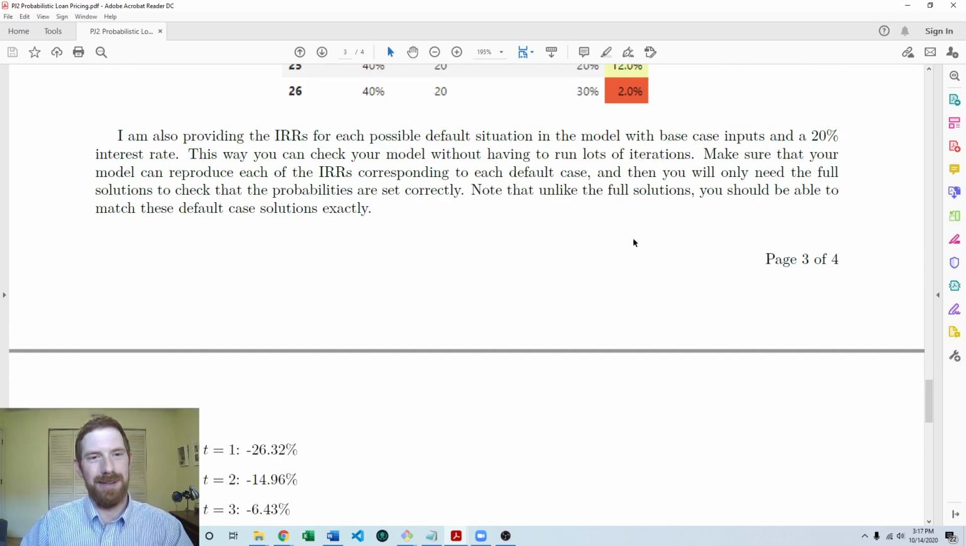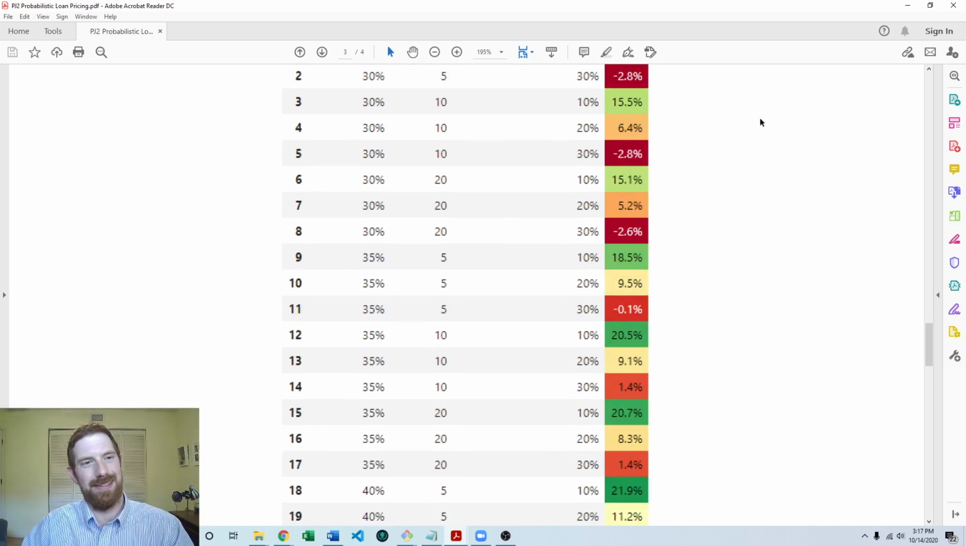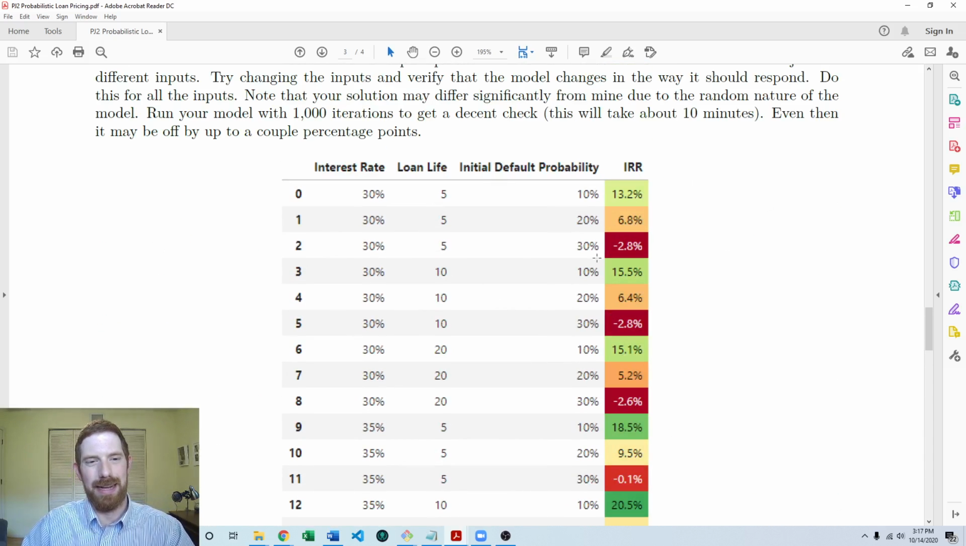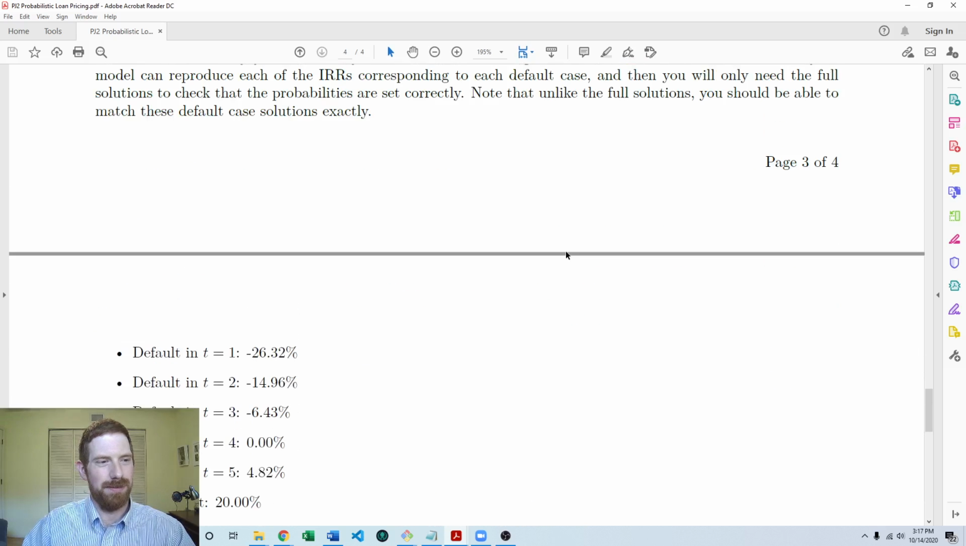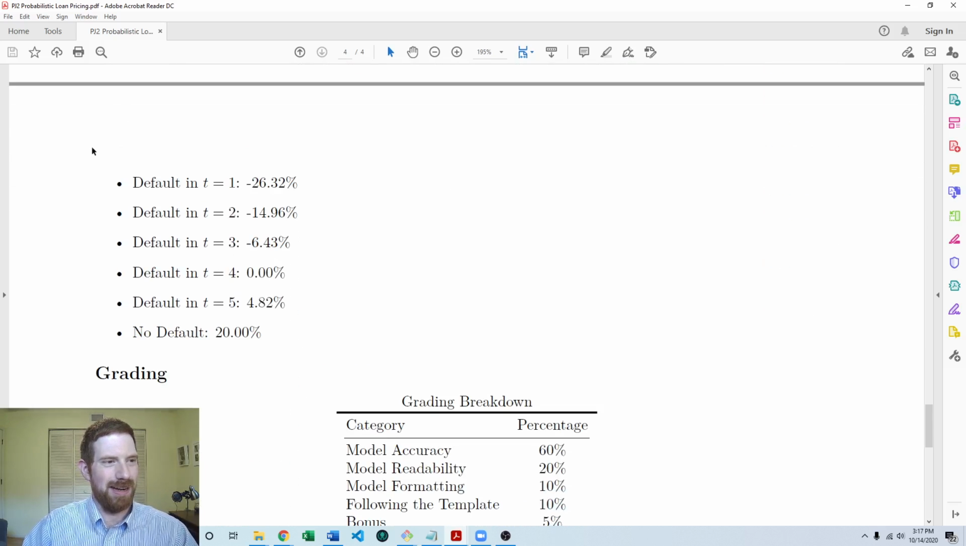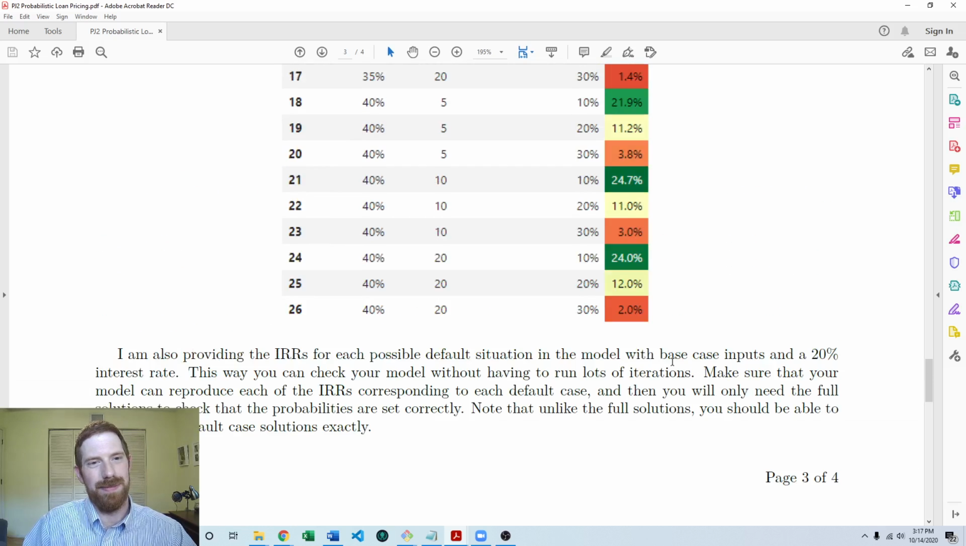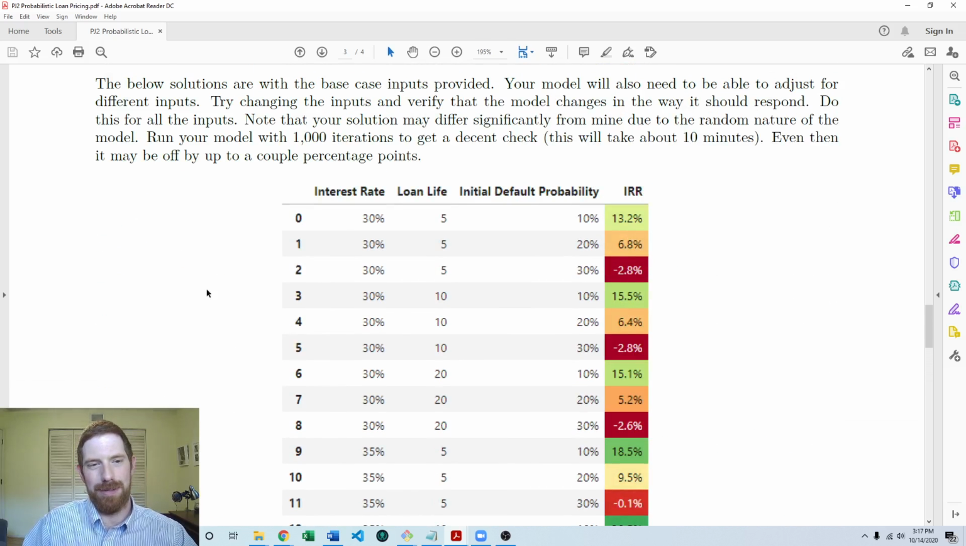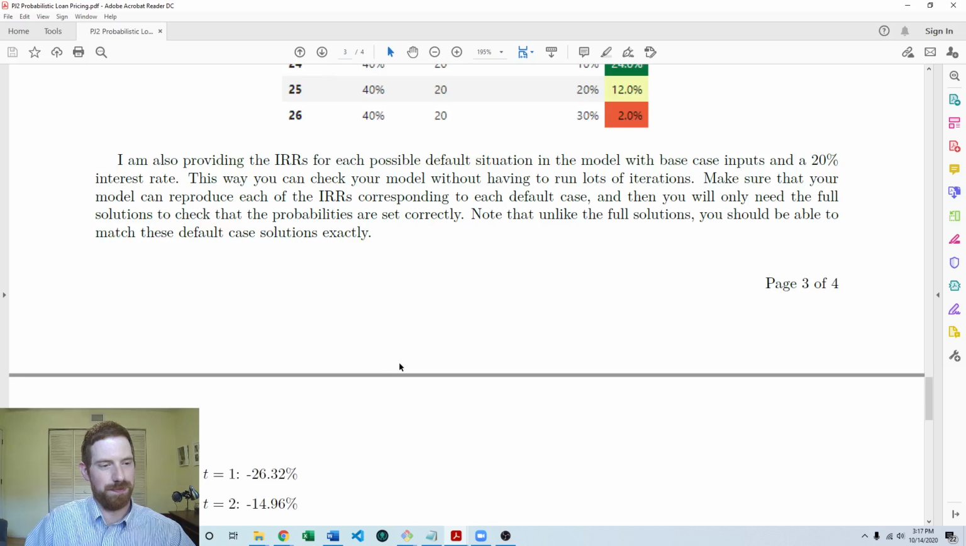And I went a little bit further to help you out on this because this takes running your model a bunch of times to check it. I also gave you for the default inputs what the IRR is with the different default cases. So defaulting in year 1, 2, 3, 4, 5, and no default. Here are the IRRs that you would earn in each of those cases. So you should be checking this first, make sure you can match these numbers with the different cases in your model. And then once you have all the iteration things built out, then you can check against this solution.